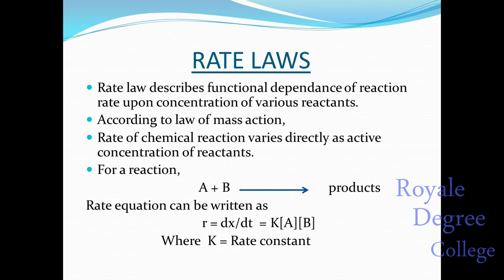For a reaction, A plus B, these are the reactants. When they react, we get the product. Then how to write the rate equation for the above reaction? R is the rate of a reaction, that will be equal to dx by dt. It is equal to K, the rate constant, times the concentration of reactant A and the concentration of reactant B.